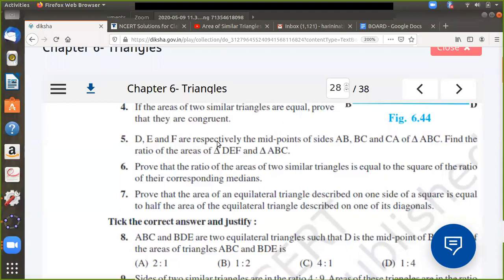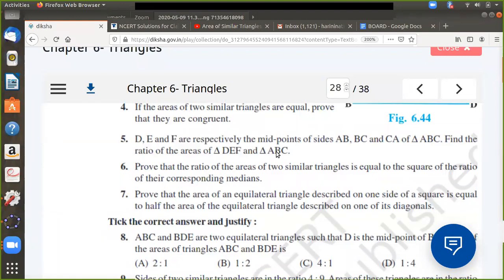D, E, and F are respectively the midpoints of the sides AB, BC, and CA of triangle ABC. Find the ratio of the areas of DEF and ABC. So from the midpoints, you are creating the second triangle. Like this, we have done one theorem last year. Can you recall? We joined the midpoints of the sides of a triangle and we got a smaller triangle.